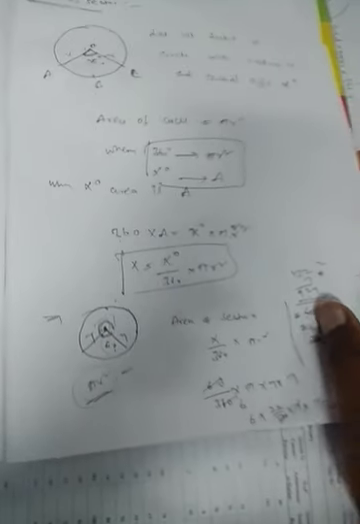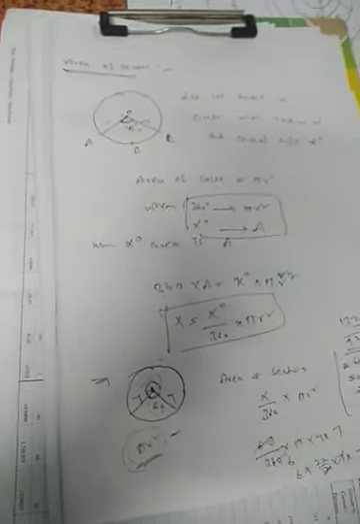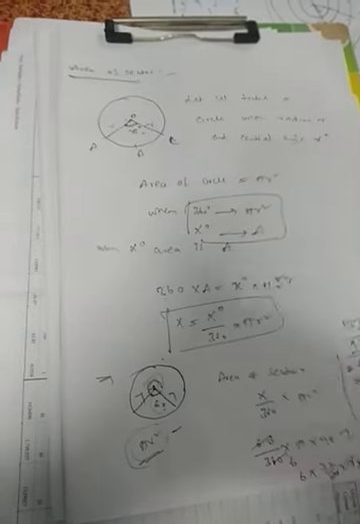Next, let us go for how we are going to find the area of the segment. Once again, what is the definition of the segment? The portion enclosed by a chord and the corresponding arc is called a segment. So here I am writing the sector and segment definitions.